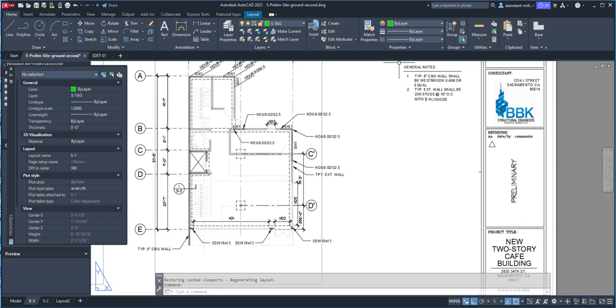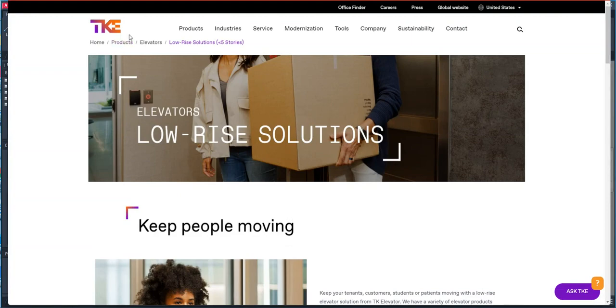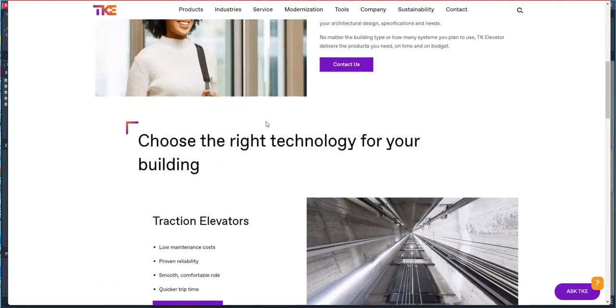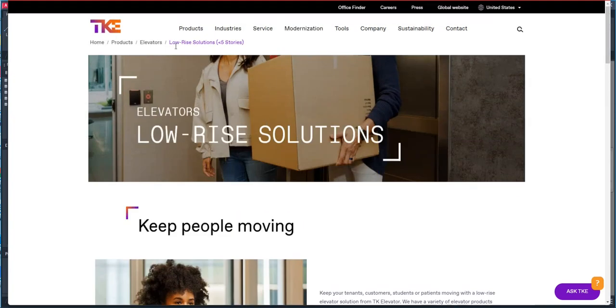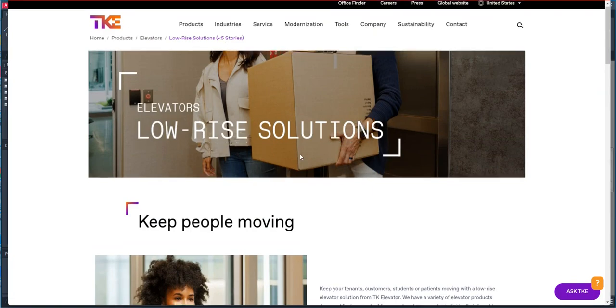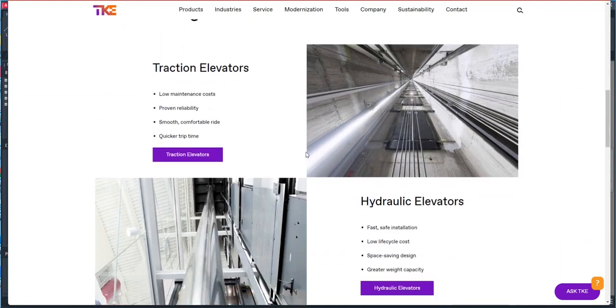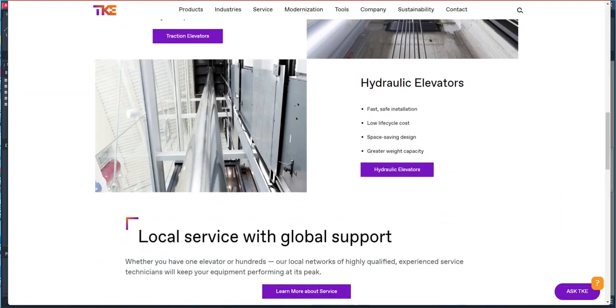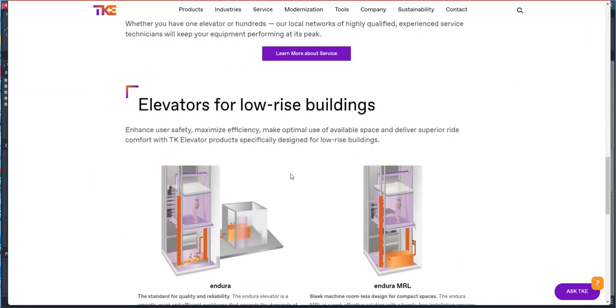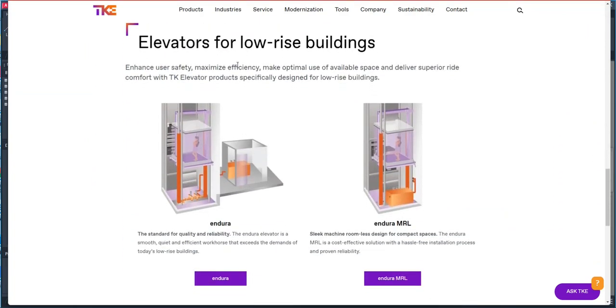Let me see. Okay, here you go. We have to go to the TKE United States website, and on their elevator, we want to click on low rise solution. That's less than 5 stories. And down here, we have different kinds of elevators, and below it, we have elevators for low rise.